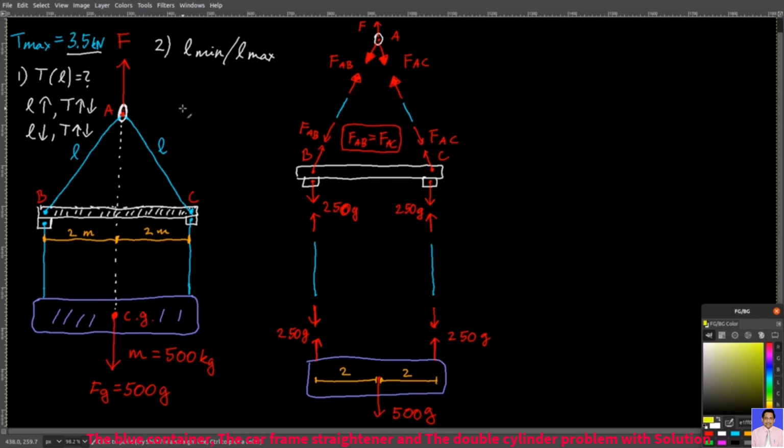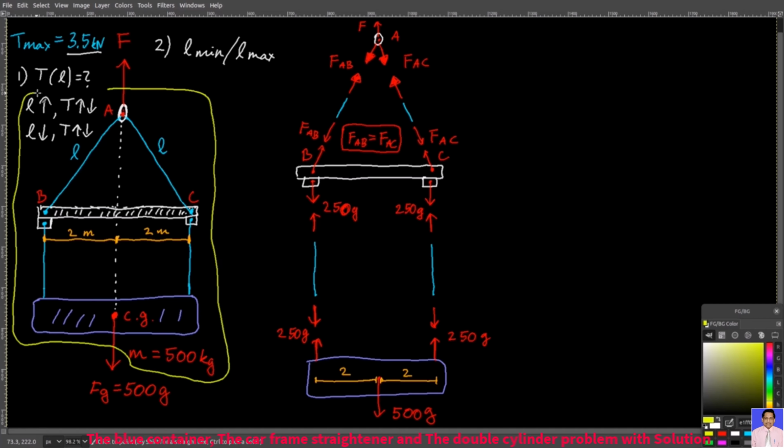And now, first of all, I want to ask you, what do you think this force F is? You can find it without any calculations. All you have to do is imagine this entire structure as one object. And so if you have a force of gravity equal to 500 G in this direction down, then since you have total symmetry here, this force here is also 500 G, but it points up. So F equals 500 G.